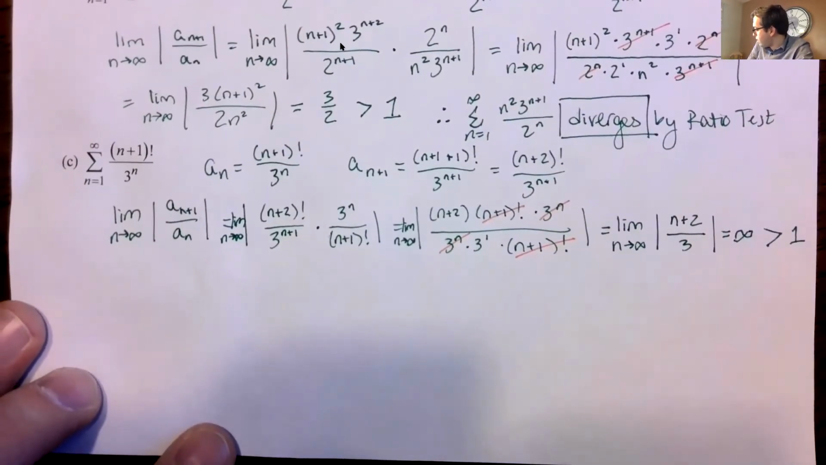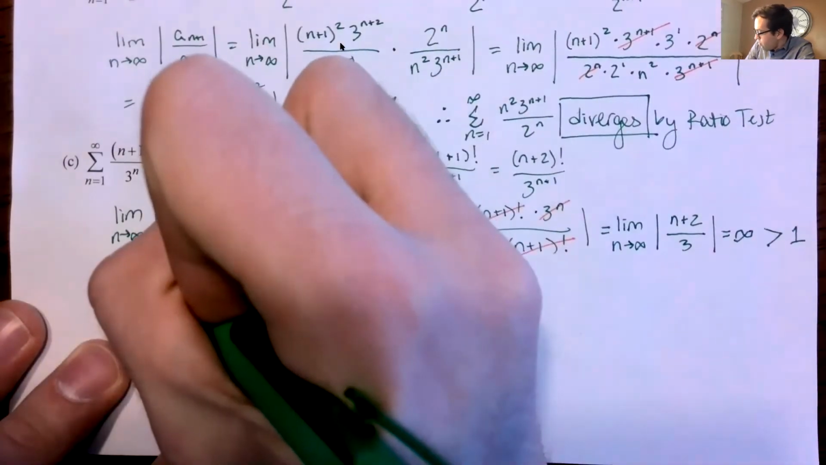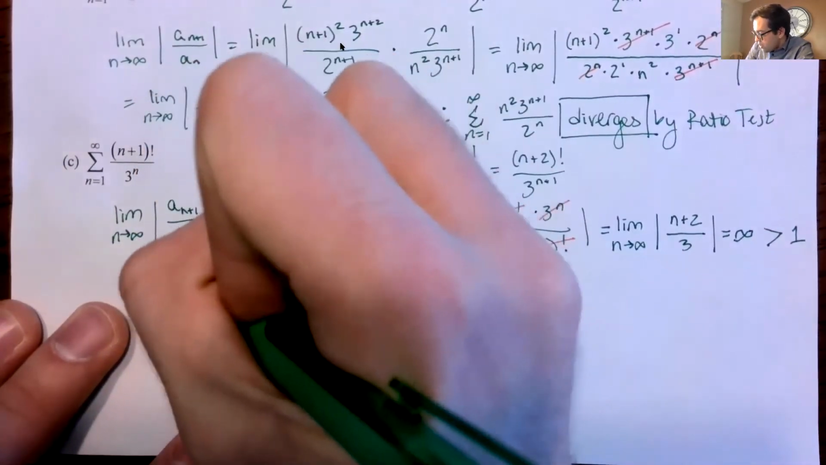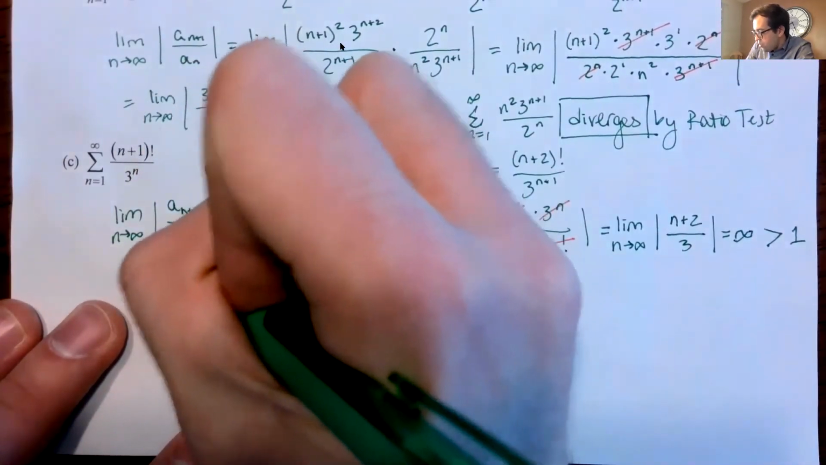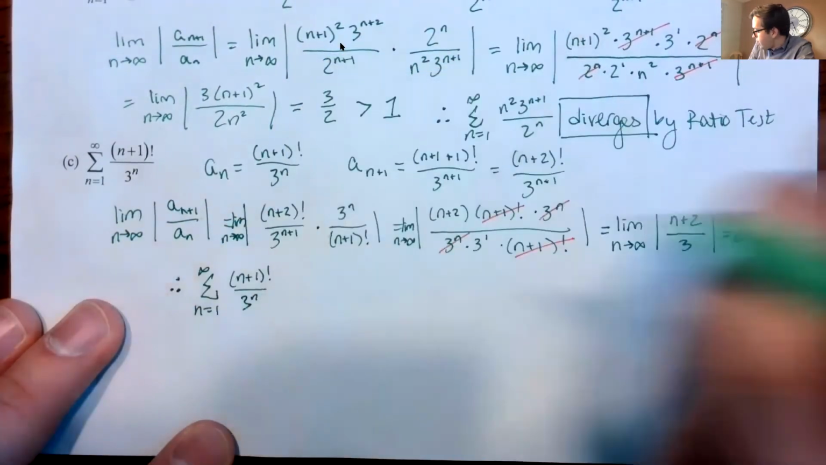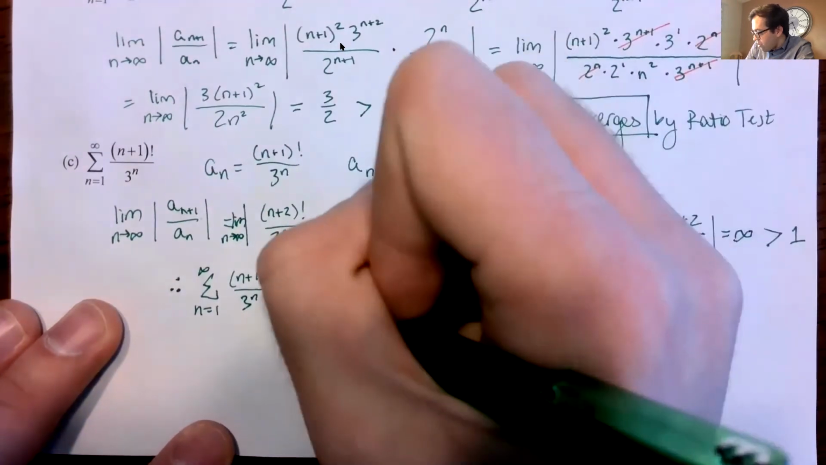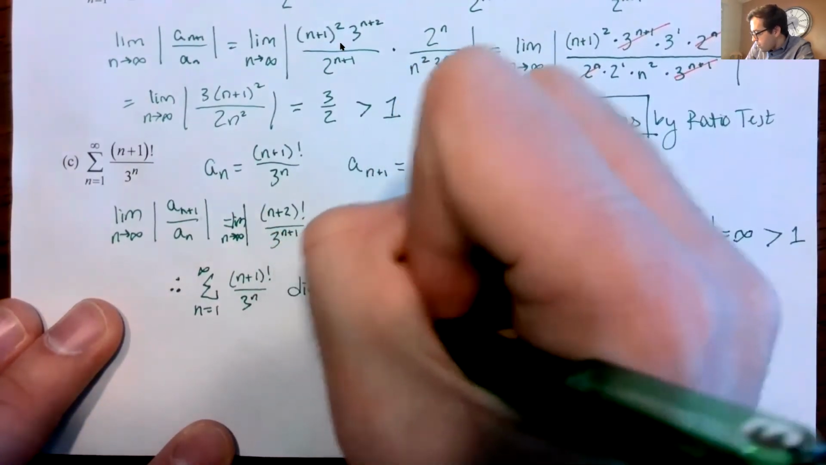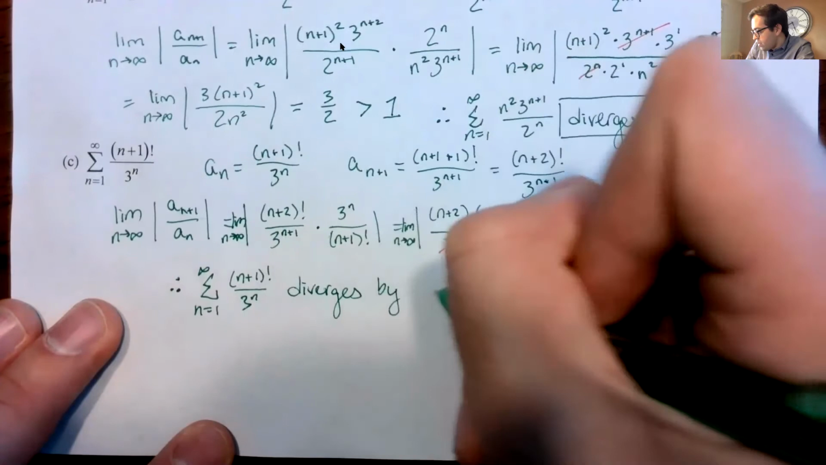So we would say, therefore, the series from n equals 1 to infinity of n plus 1 factorial over 3 to the n diverges by the ratio test.